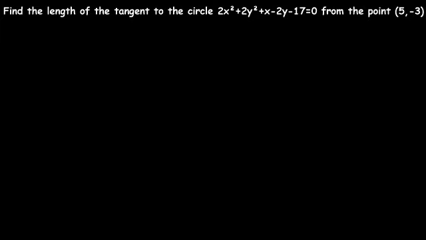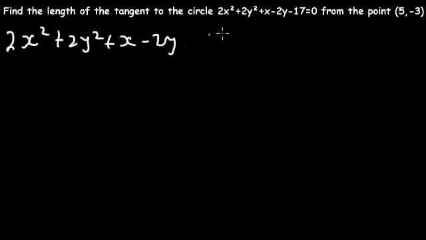Find the length of the tangent to the circle 2x squared plus 2y squared plus x minus 2y minus 17 equals 0 from the point (5, -3). Feel free to pause the video and figure this out yourself. So let's begin. Just like before, we have the equation in general form: 2x squared plus 2y squared plus x minus 2y minus 17 equals 0.